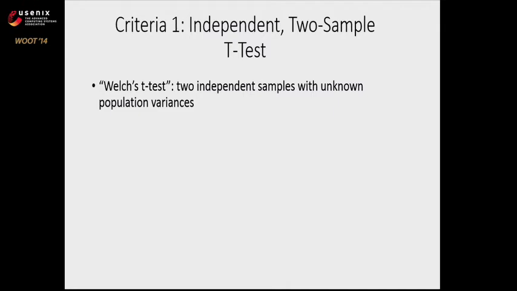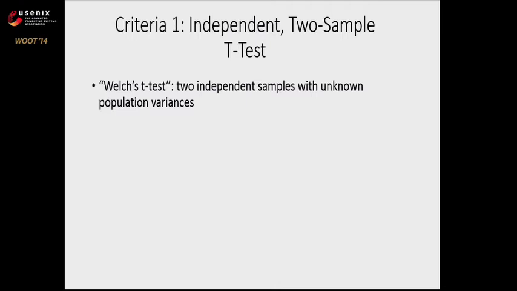And so now in detail, the first criteria is an independent 2-sample t-test. And it was a Welch's t-test specifically. So the assumptions of this t-test are that we give it 2 independent samples, but we don't know the underlying population variance, which is exactly what we have. We don't know the underlying timing variance of our red pills across every machine in the world.